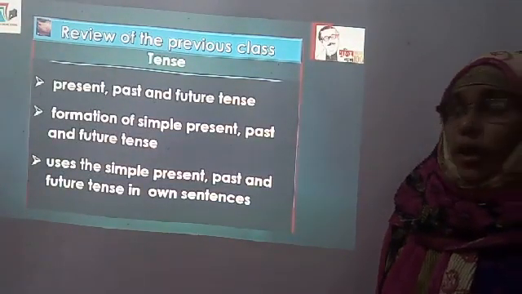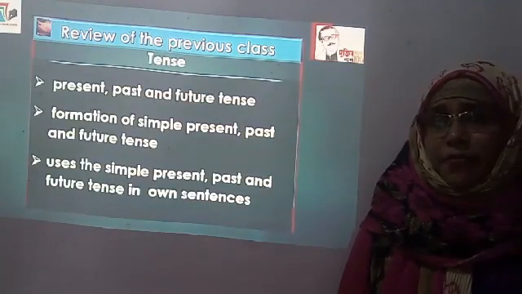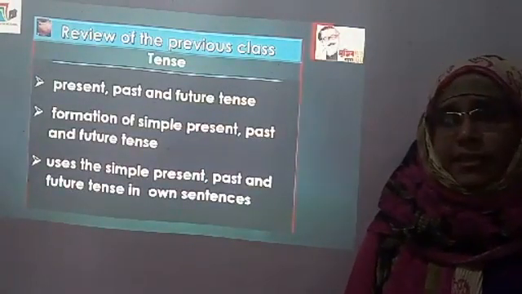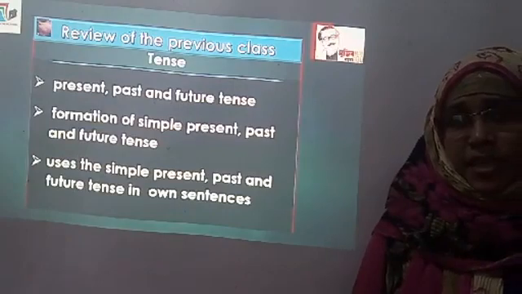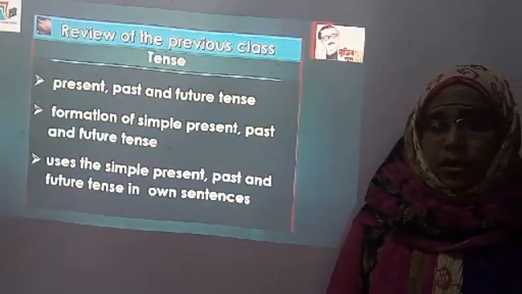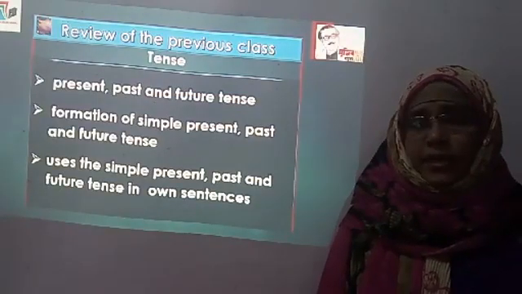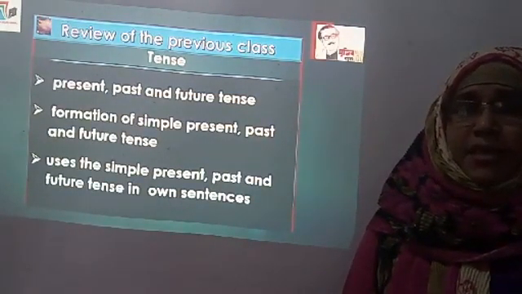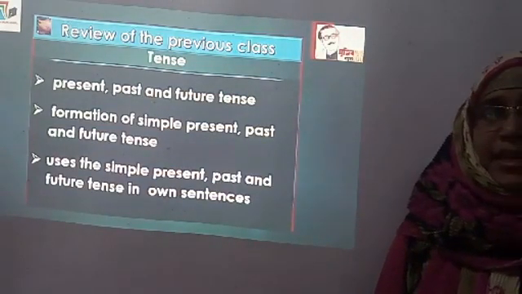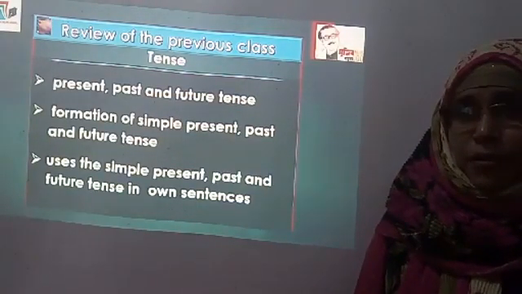And also we discussed the formation of simple present, past and future. Can you remember the formation? Simple present, how can we form simple present tense? At first subject, then verb in present form, then others. And one important point I told you is that in simple present tense, if the subject is third person singular number, that means he, she, it, the verb will take s or es. Can you remember when the s or es form will be added?